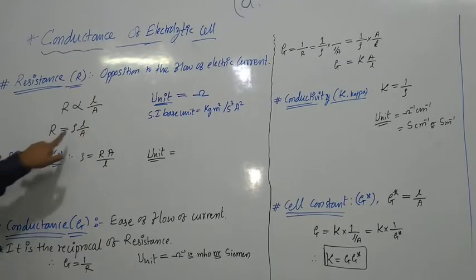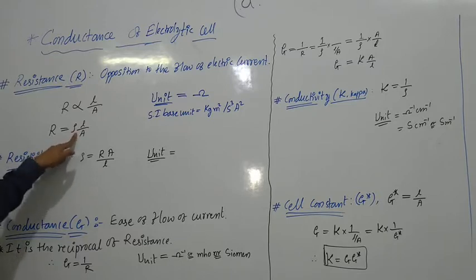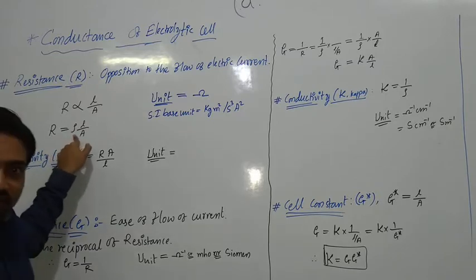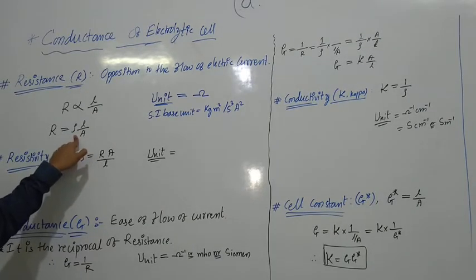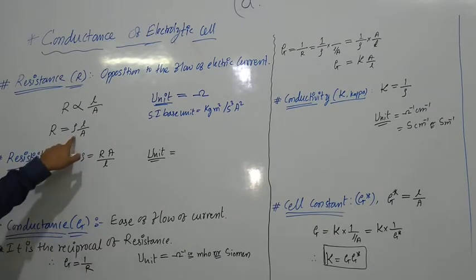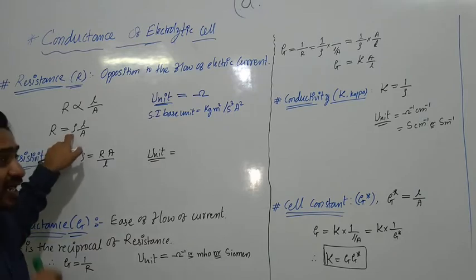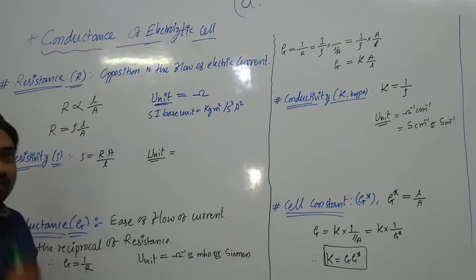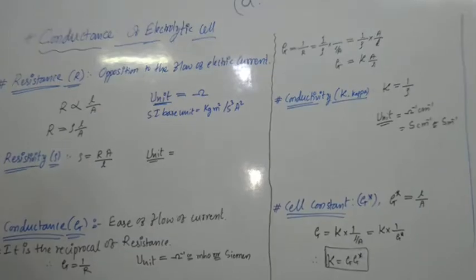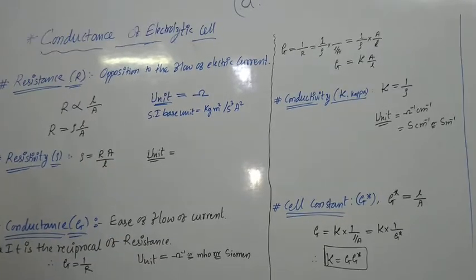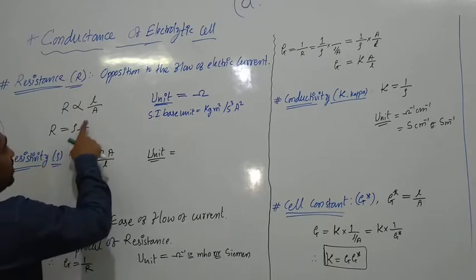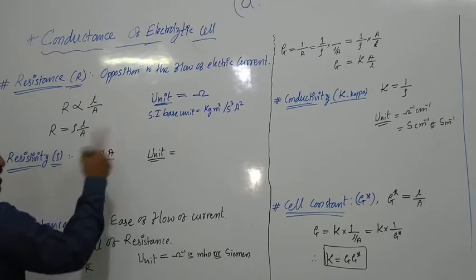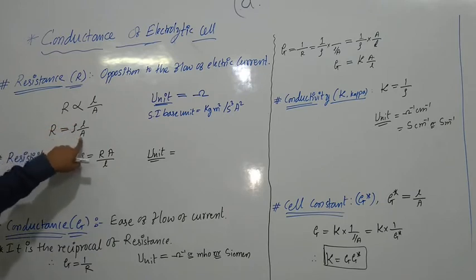Here rho is called specific resistance, or it is also called resistivity. According to IUPAC convention, resistivity is more preferred than specific resistance, so it is better to use resistivity. So rho is resistivity, L is the distance between the electrodes, and A is the cross-sectional area of the electrodes.